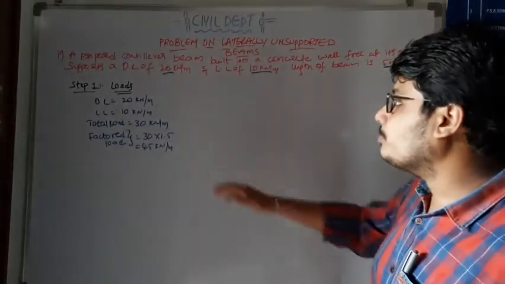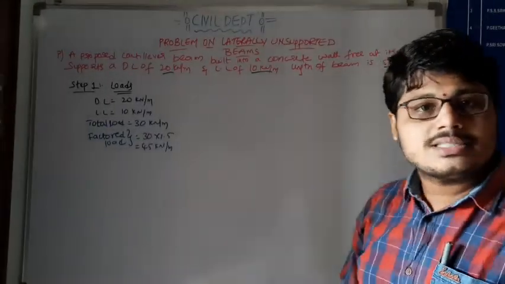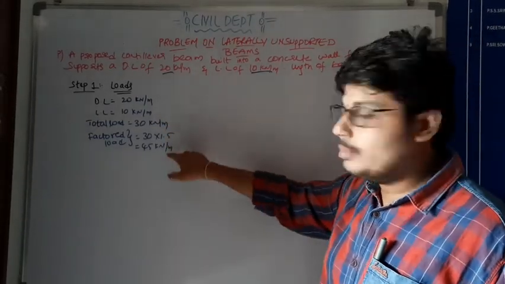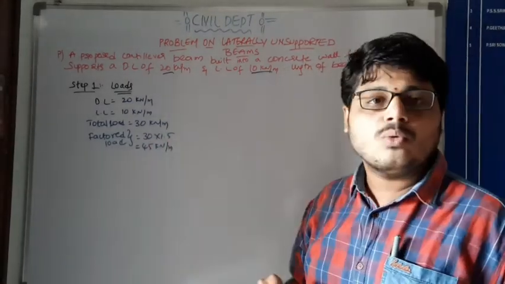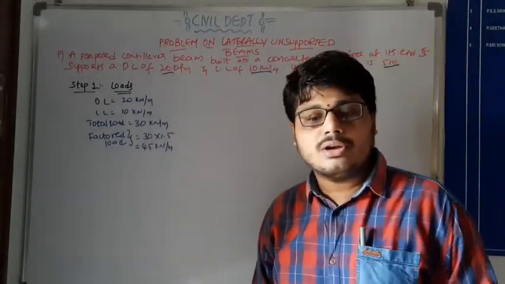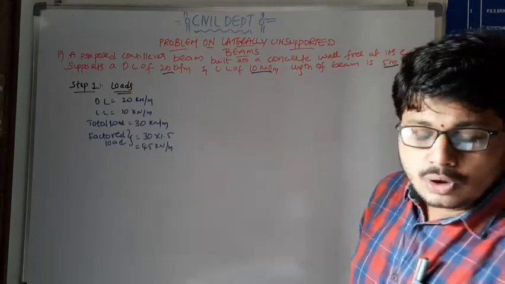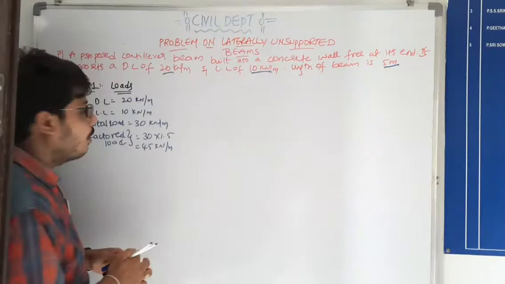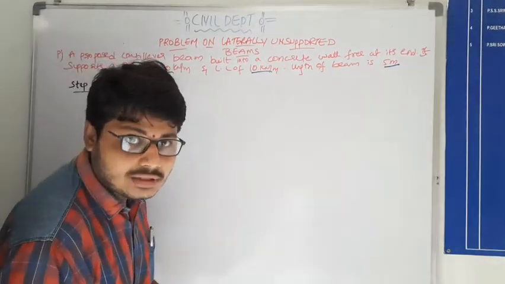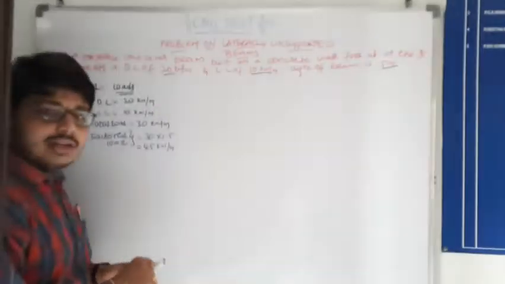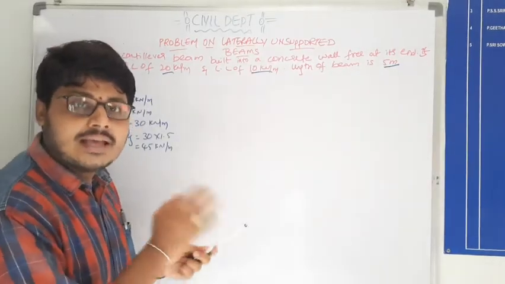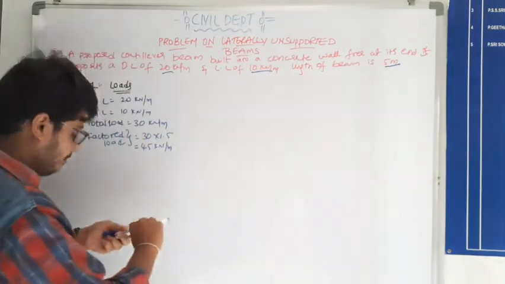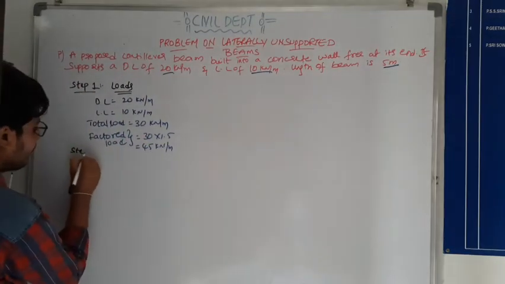So already we know step 1, loads. Dead load plus live load gives a total load of 30 kN per meter, and the factored load is 30 into 1.5, which is 45 kN per meter. The first step is very easy, and it is the same for laterally supported and laterally unsupported beams. So what is the second step?